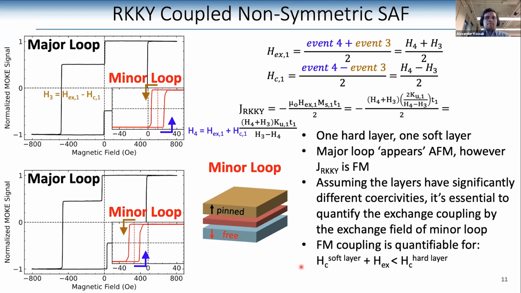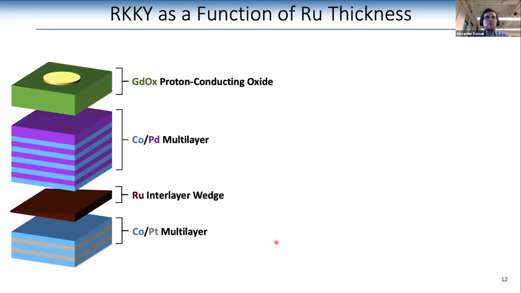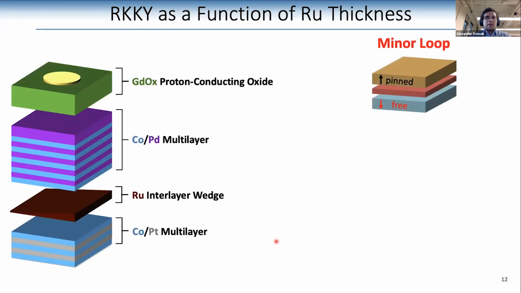Otherwise, if it's greater than the coercivity of the hard layer, it will just switch with the soft layer and you'll just see a single hysteresis loop. So now we can do those measurements where we're collecting the minor loop, and from now on, I'm just going to be talking about the minor loop measurements.